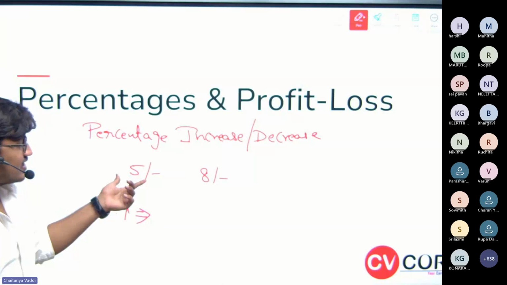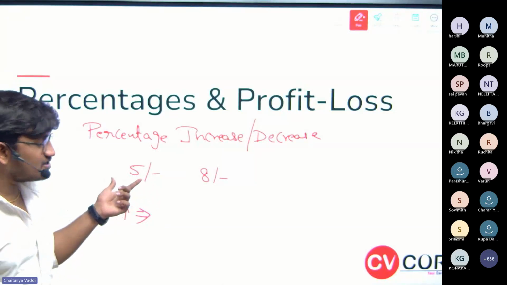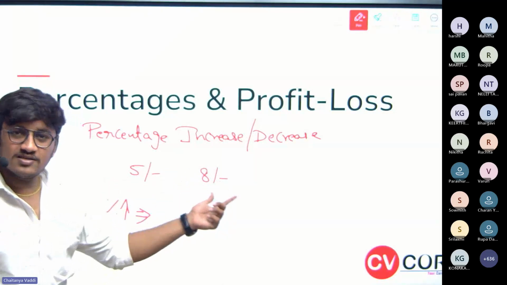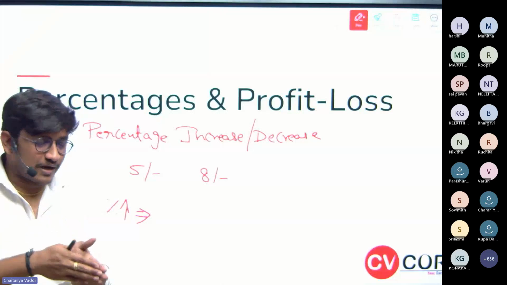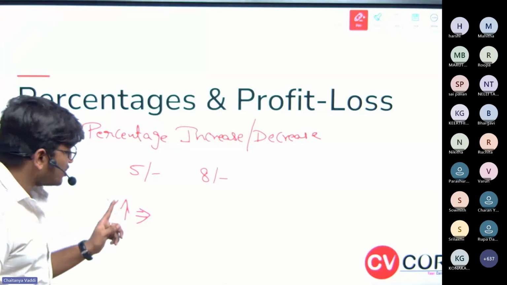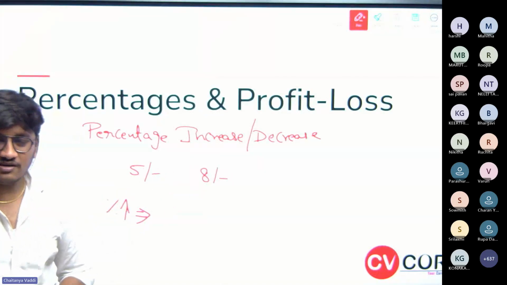Yesterday's price of the pen is 5 rupees, and today the same pen price is 8 rupees. This means the pen price got increased. How much percentage of the price got increased is the question. Very simple.